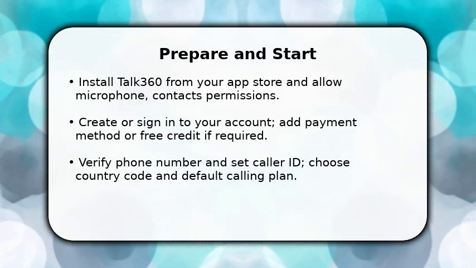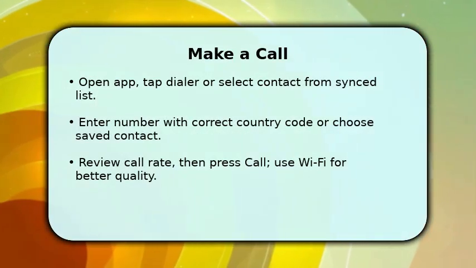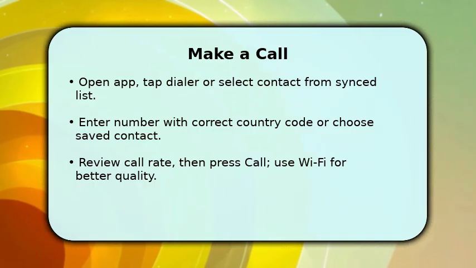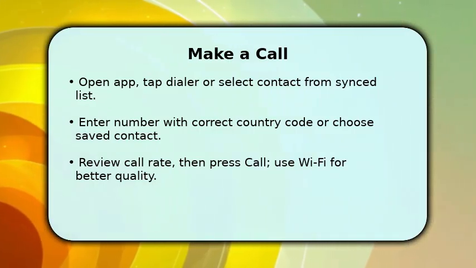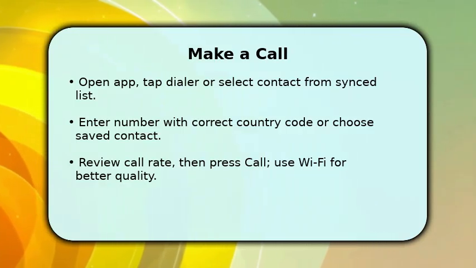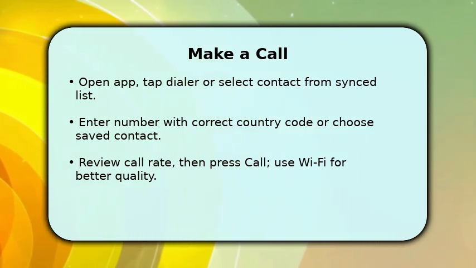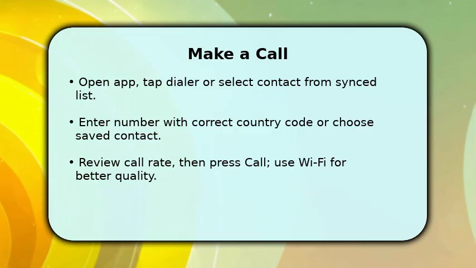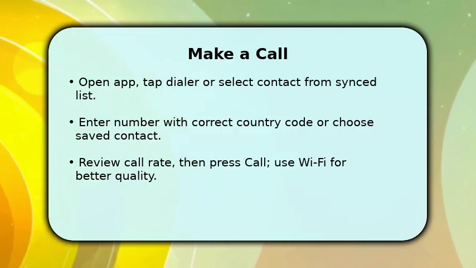You now place the call, open Talk360 and choose the dialer or pick a synced contact. Enter the full international number with the correct country code or select the contact to skip manual entry. Before you tap call, check the displayed call rate and remaining credit so there are no surprises when the call ends.